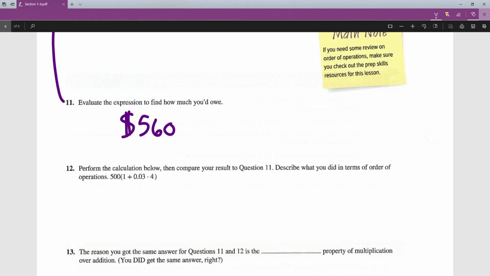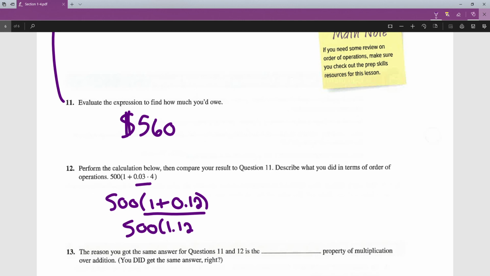Number 12 says, go ahead and do what's down here instead and see how it compares. So if I were to do this using order of operations, I would first of all multiply this. So I'd get 500 times 1 plus 0.12. Again, following order of operations, I do what's in the parentheses. I would do 500 times 1.12. Then finally calculating that, I do get $560 again. So calculating a slightly different way, we still got the same answer.